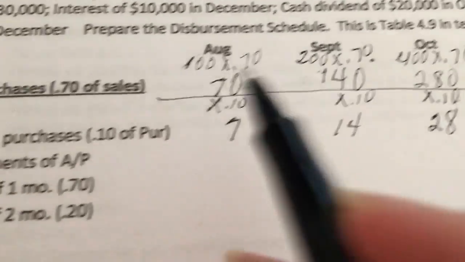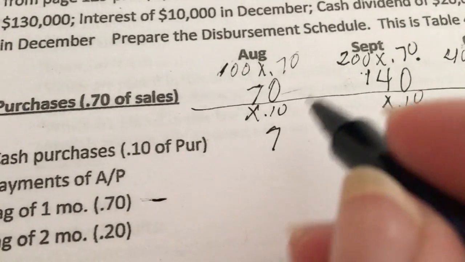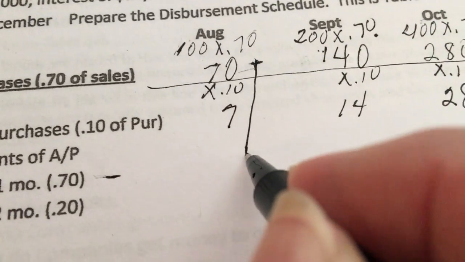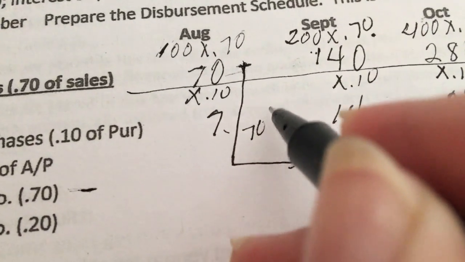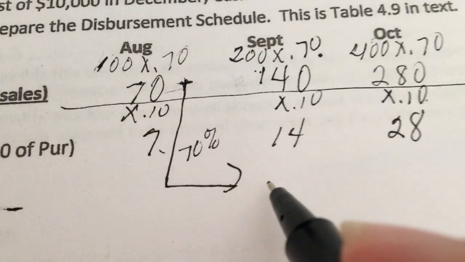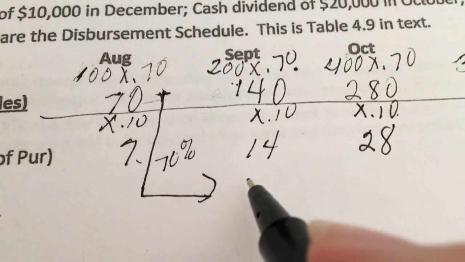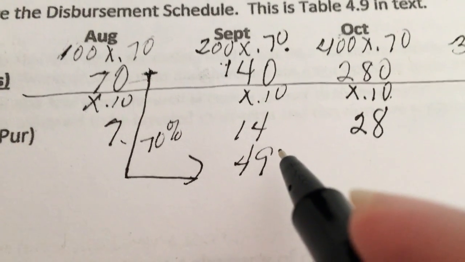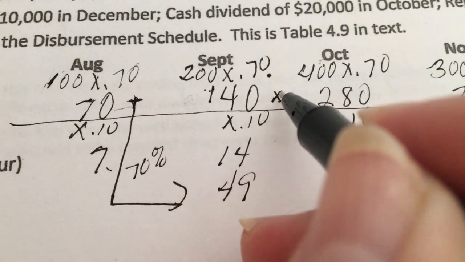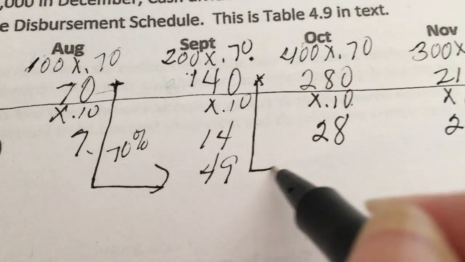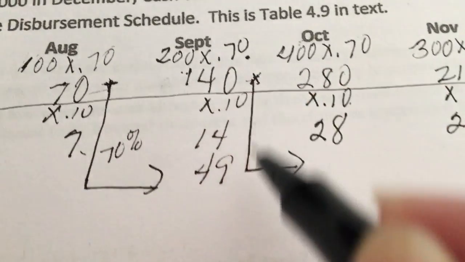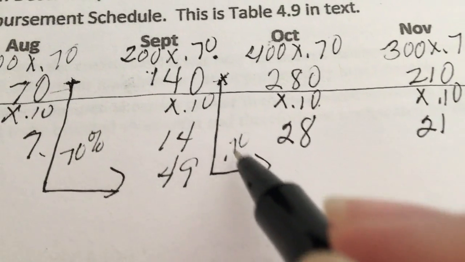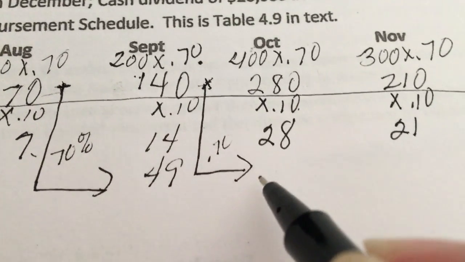We will have a lag of 1 month. Notice right here. So that means for August, go back to this number, we will pay 70% of that in September. So that means $49,000 or $49,000. Okay, go back to September's. The 140, we're going to pay 70% of that in October. So that means 70% times 140 is $98,000.